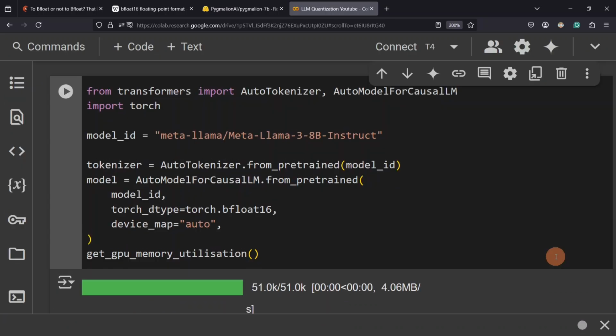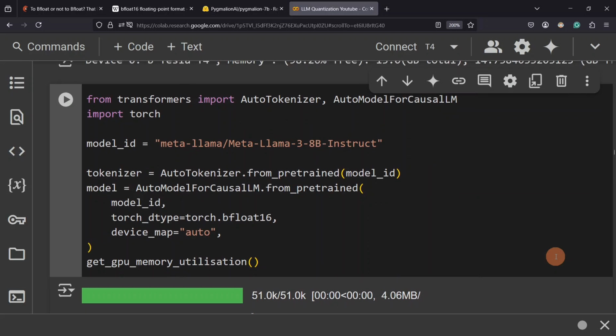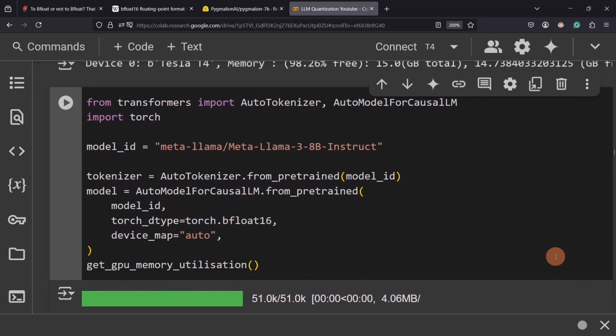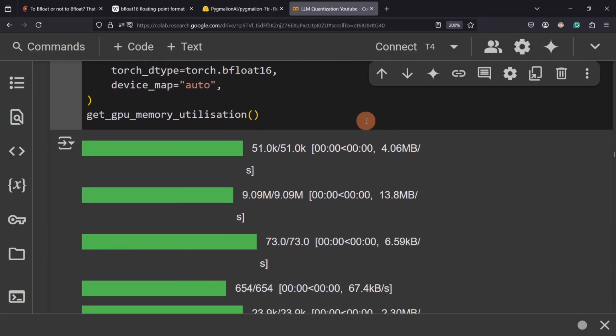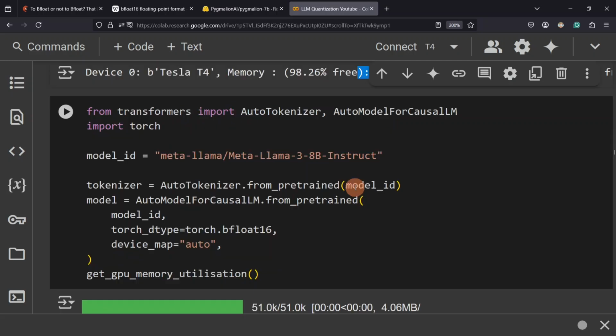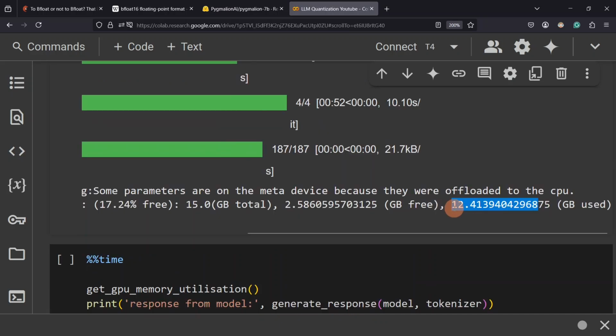Even though BF16 is not enough for today's quantization needs, at least I am able to load a decent LLM such as Llama 3 8 billion instruct model on Colab, which has around 16 GB GPU memory. The unquantized one was giving a memory error and I was not able to load it. But using BF16, a total of around 12 GB is being used.